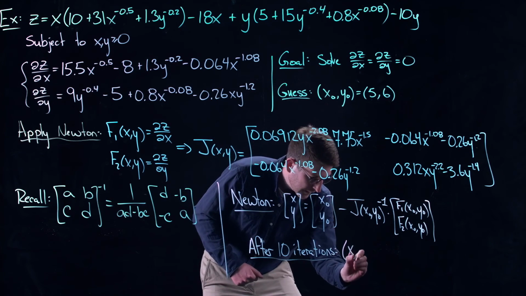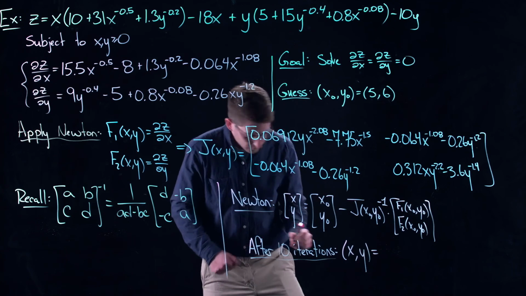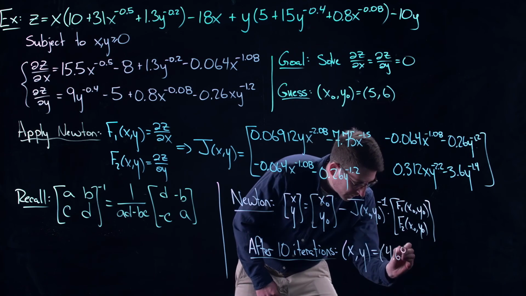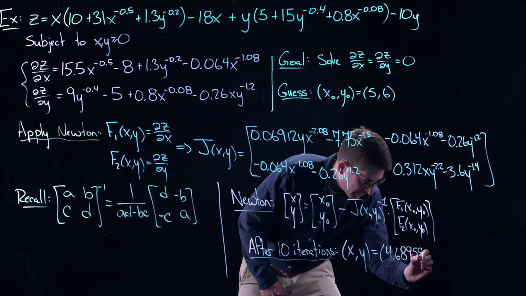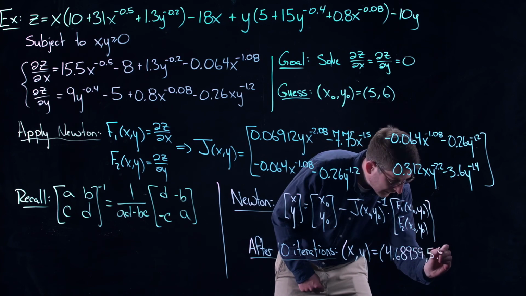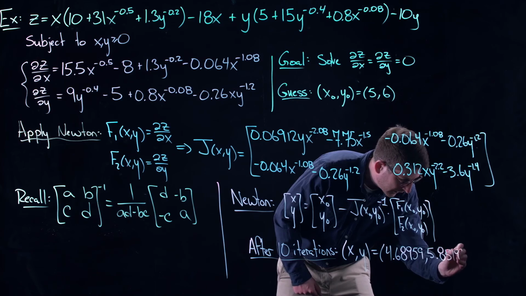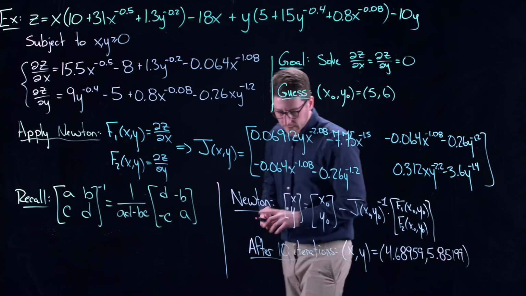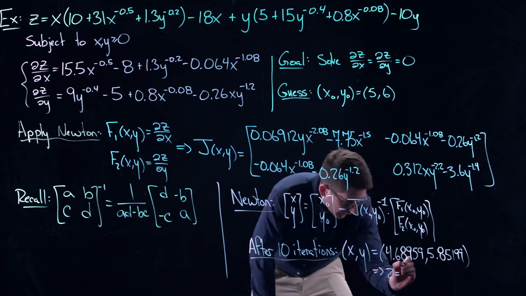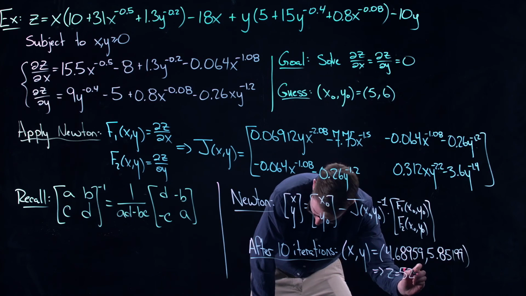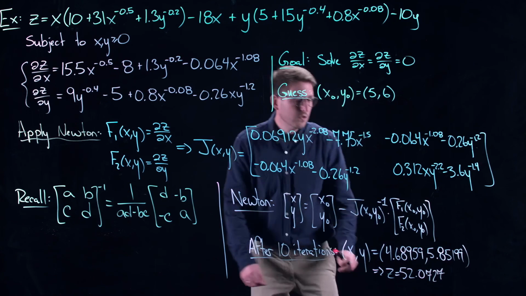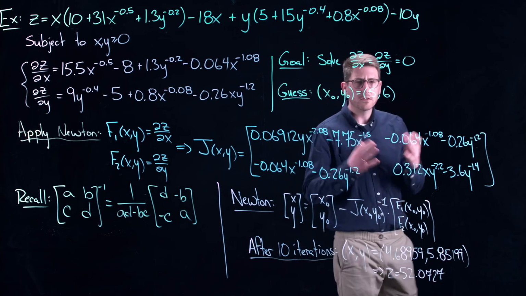I got a guess at the solution, which is 4.68959 and 5.85199. So that's what Newton gives me. And at this point, it gives me a profit of $52.0727. So clearly I've sort of scaled the numbers, right?